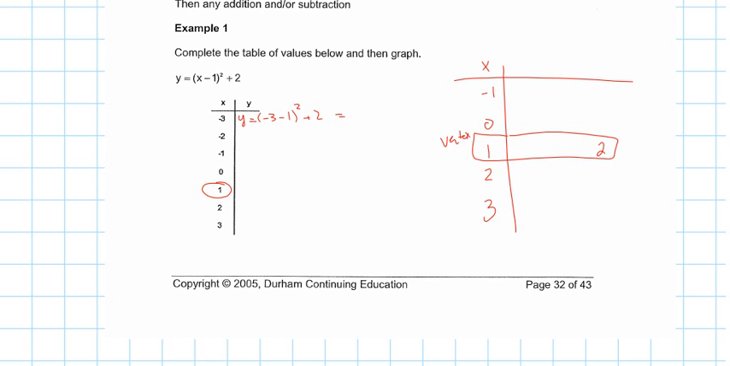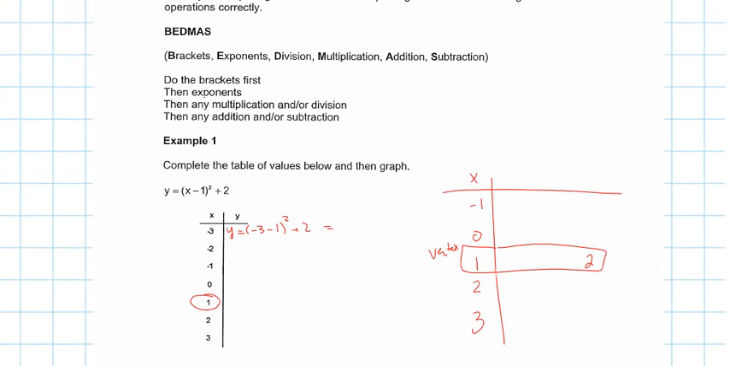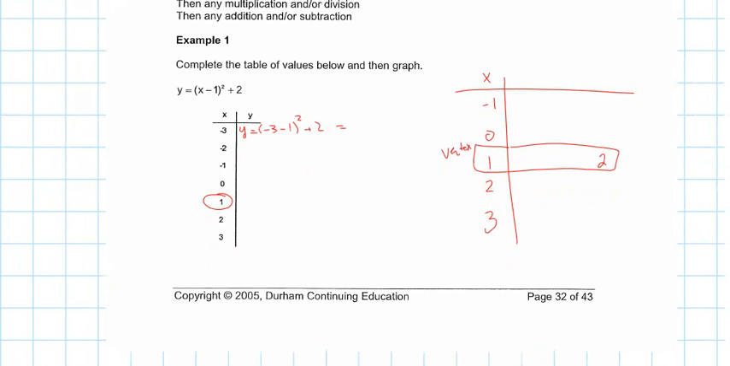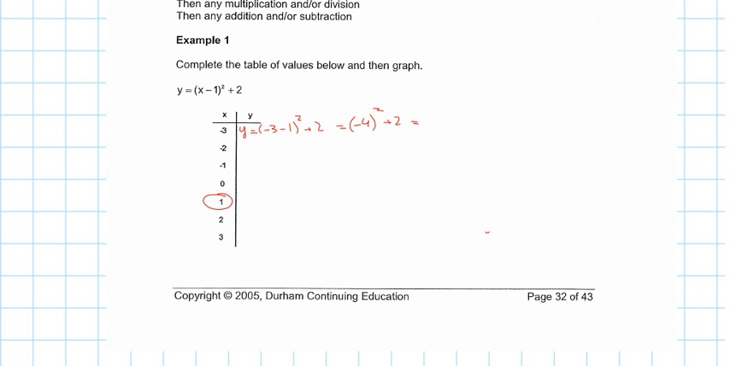And then after the bracket comes the exponent, right? Negative 4 squared. What's negative 4 squared? 16. So it's going to be 16 plus 2. Now all I have to do is the addition, which gives me 18. Okay? Now I'm showing you step by step. Do I need to write this every single time? No, I don't. But this is step by step. Let's go to the next one.